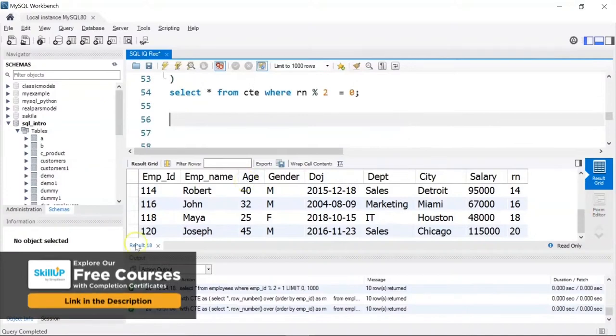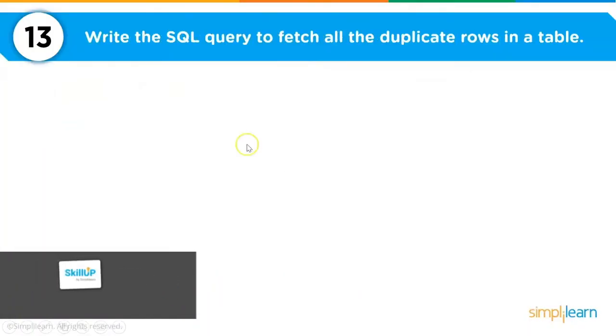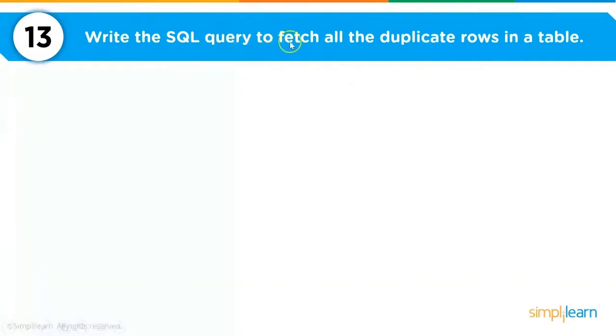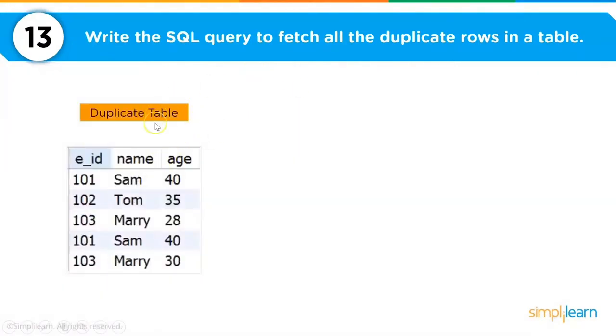Now moving to the next question. Now in the 13th question, we want to write an SQL query to fetch all the duplicate rows in a table. Now this is another crucial interview question that is often asked in most of the interviews. Now I have a table which is named as duplicate table, and here you can see I have some employee ID, name and age, and a few records are duplicated.